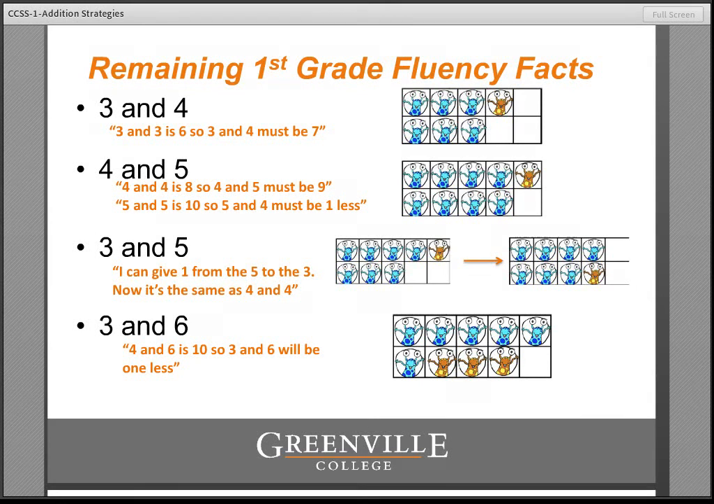So I told you that 3 and 5 was one of the facts that was in white. Unclear what strategy you would use. I'm going to suggest a strategy here called compensation. It sounds difficult, but notice how the visual image implants this idea.